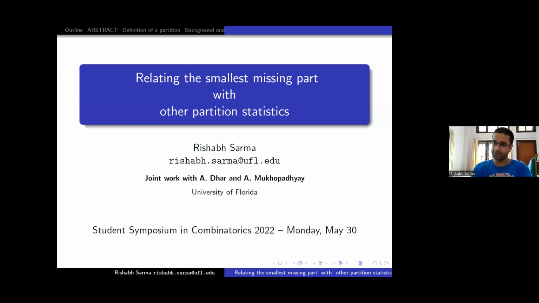I am glad to speak to everyone at this symposium today, and I thank the organizers for this opportunity. I am currently joining you from my home in India. The title of my talk today, as Michael said, is relating the smallest missing part with other partition statistics. This is work done by me with my friends in Florida, Aritram and Avi. We started it at the end of fall last year and completed it sometime in January this year.